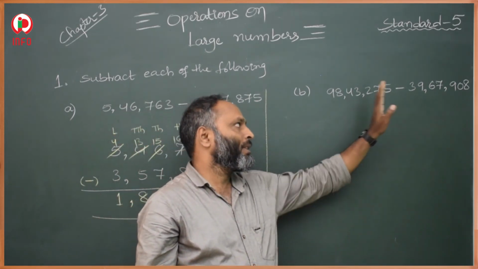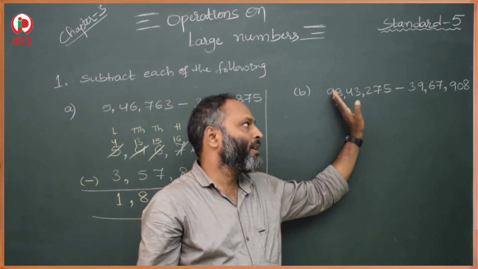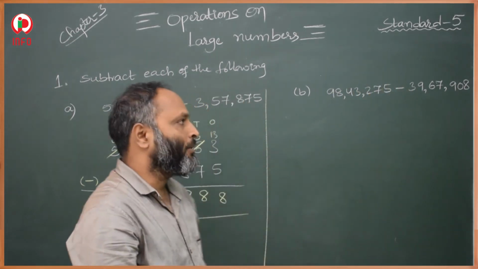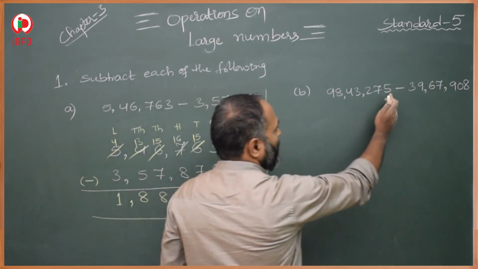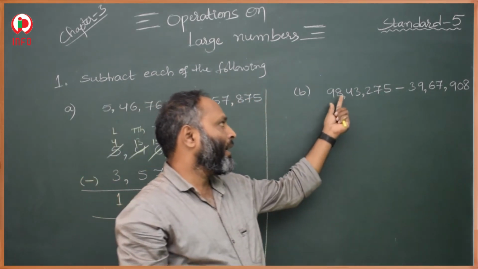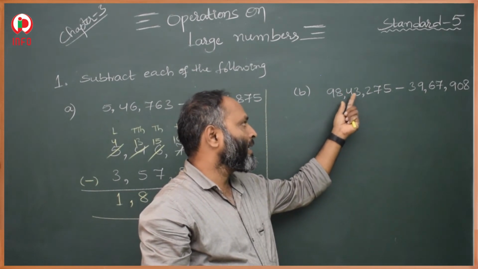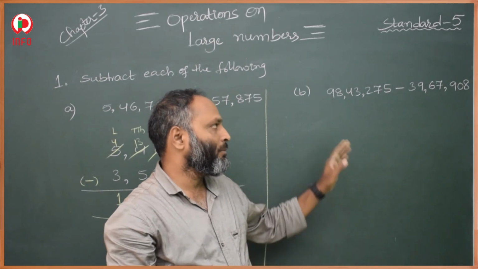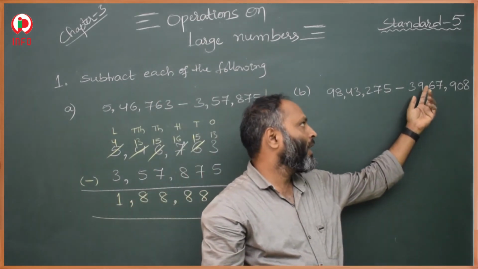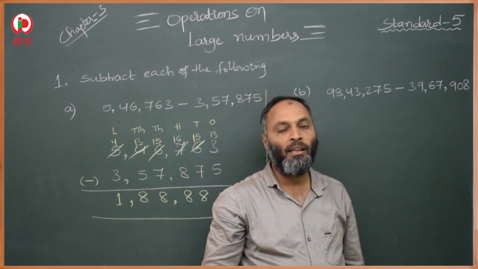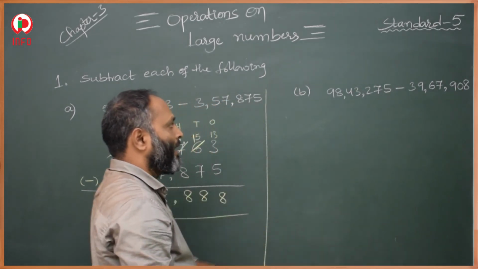This is first, this is second. First means minuend, second means subtrahend. The minuend is always greater. Now how many digits do we have? 1, 2, 3, 4, 5, 6, 7 digits. That means 98,43,275 is our first, that is the minuend. And what is our subtrahend? 39,67,908. This is our subtrahend.